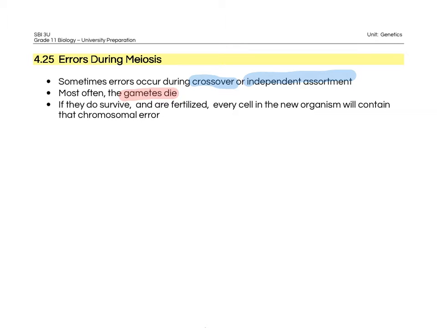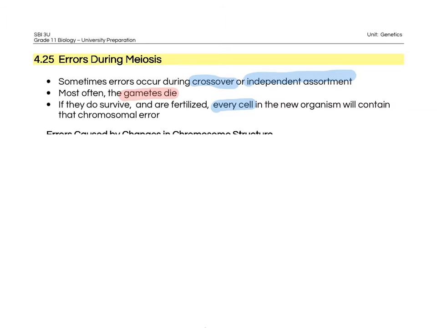However, if they do survive and are fertilized, then that means that every single cell in that new organism is going to contain the chromosomal error. So let's take a look at things that can go wrong.